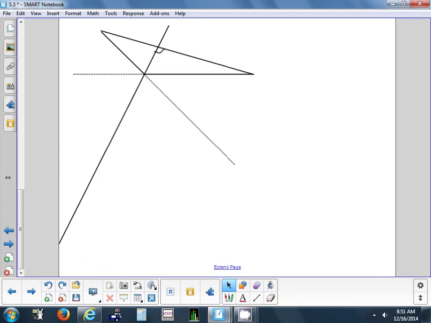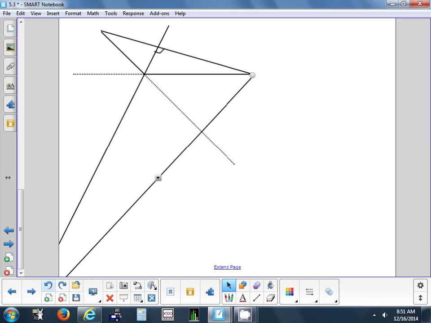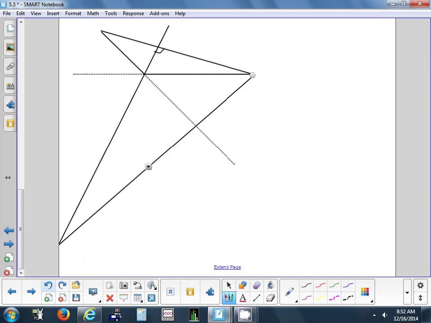Now, the reason I had to put dotted lines and extend the other two sides of the triangle is because if I try to draw in my altitude from here, perpendicular to the other side, it's not perpendicular anywhere inside the triangle. I have to go outside the triangle on the extension of the side to make that happen. It's hard to get it perfect, but let's say that's about a 90.